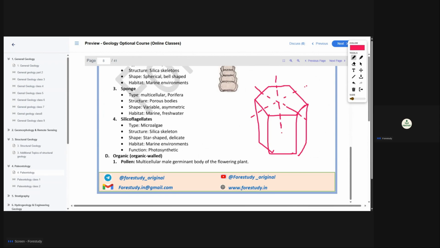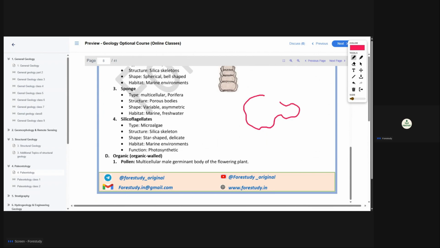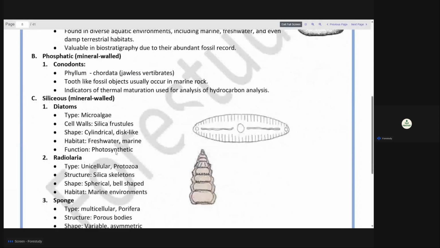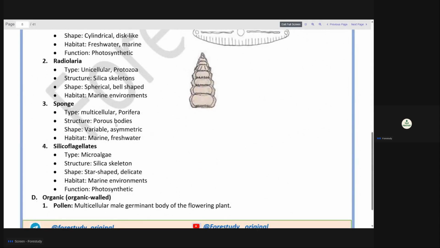Okay, but for example, I'm drawing a certain shape, say for example like this. This is completely asymmetric in nature. Okay, there is no symmetry. If you cut it from here, the left side does not resemble the right side. So there is no symmetry here. That means it is asymmetric. So asymmetricity is there in sponges. It's marine and freshwater, both you can find the sponges.